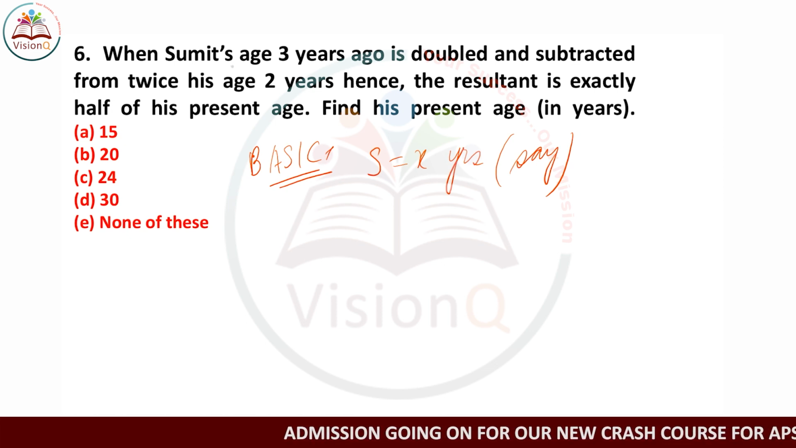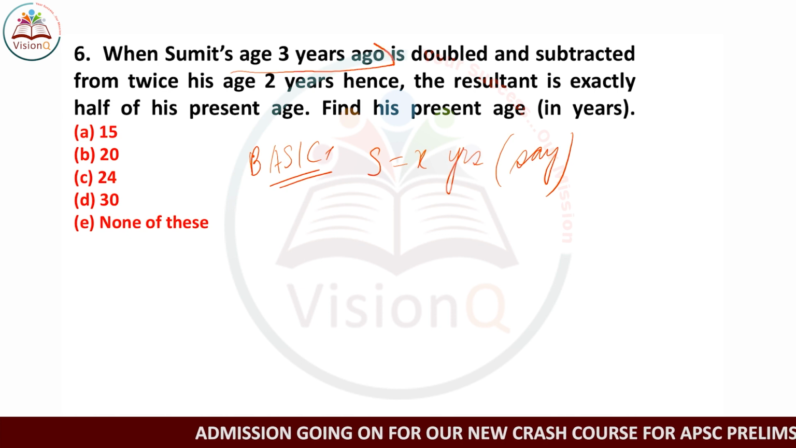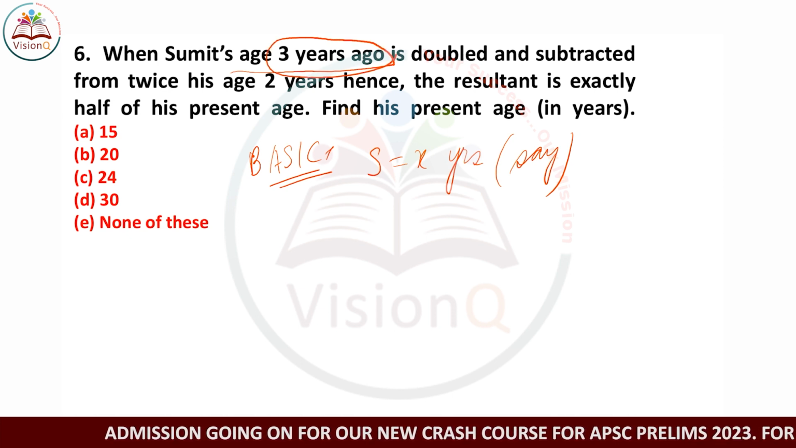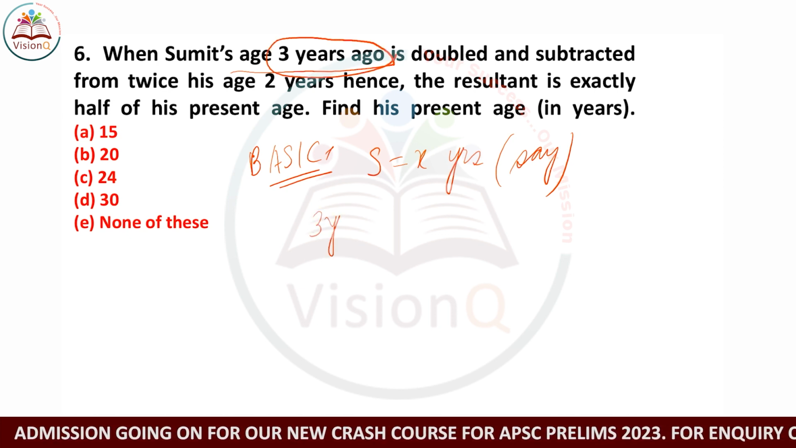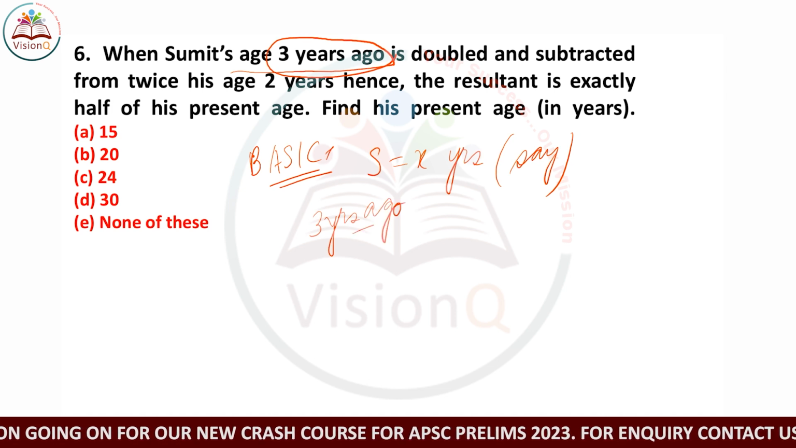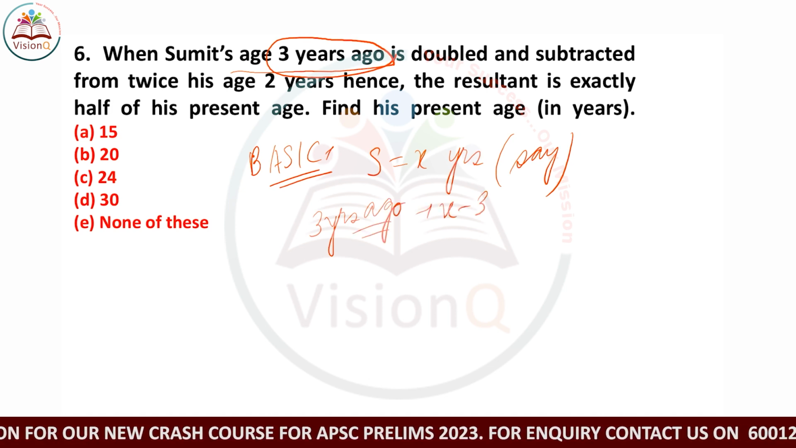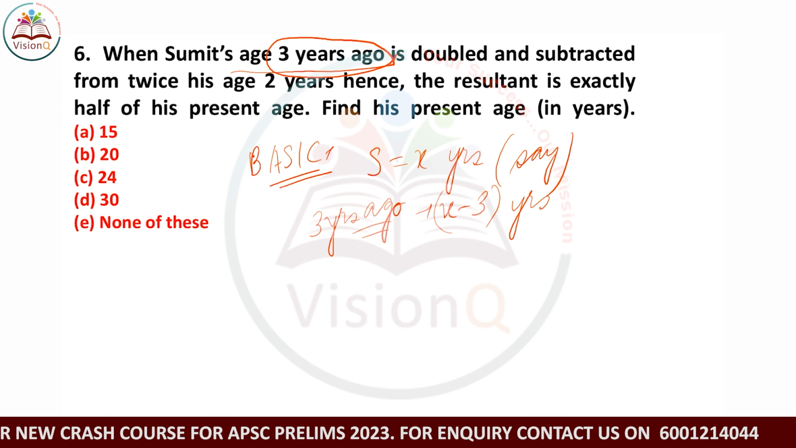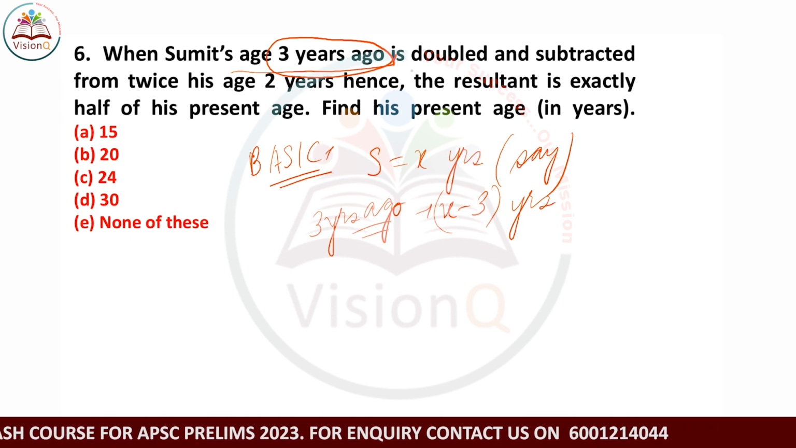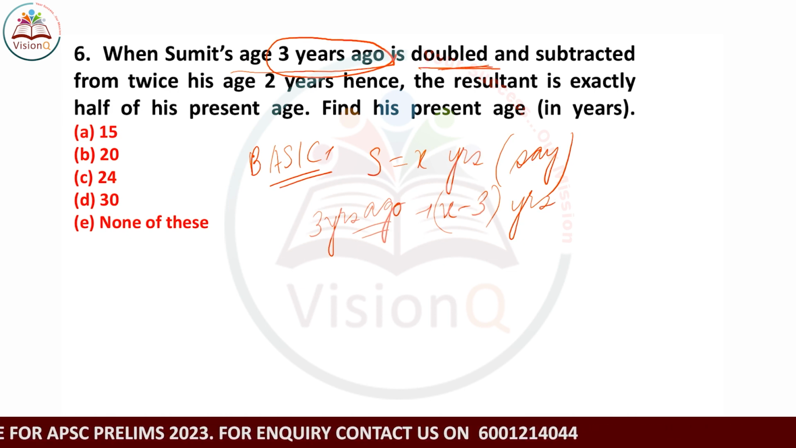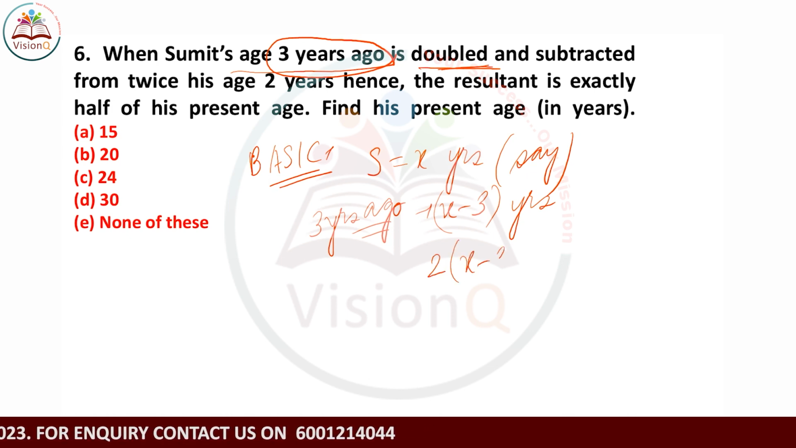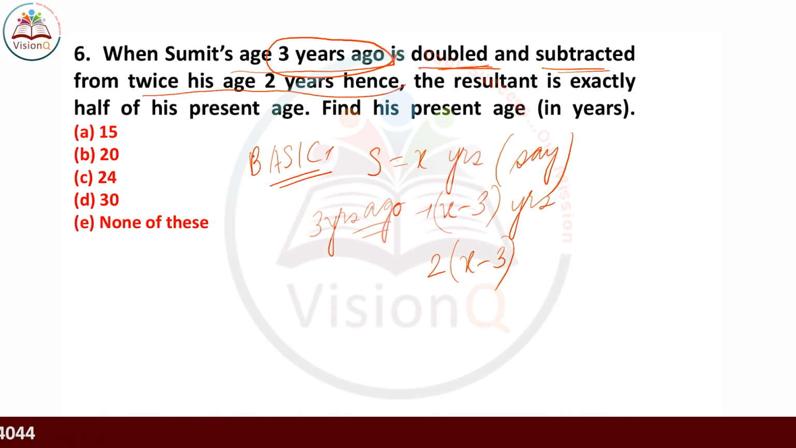Now when Sumit's age 3 years ago, so 3 years ago, that means in the past, Sumit's age is how much? x minus 3 years. When Sumit's age 3 years ago is doubled, that is double this value, 2 times x minus 3. So it is doubled and subtracted from what? Subtracted from twice his age 2 years hence.